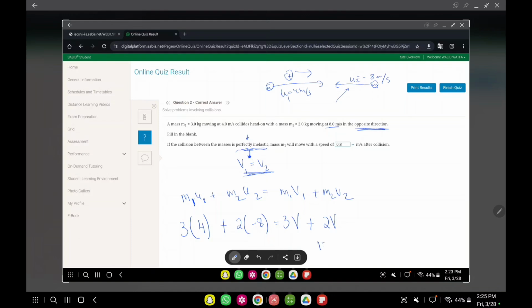Anyway, so you're gonna get 12 minus 16 is equal to 5V. You're gonna get minus 4 is equal to 5V. So you're gonna get V is equal to negative 0.8 meter per second. So they said speed, so you keep it positive.